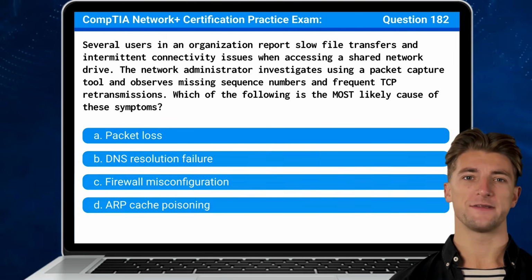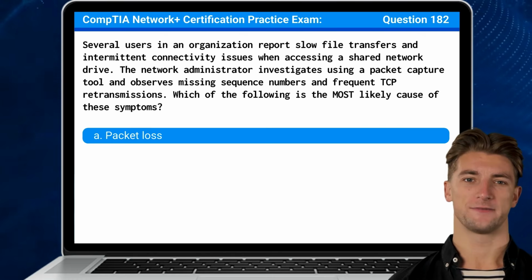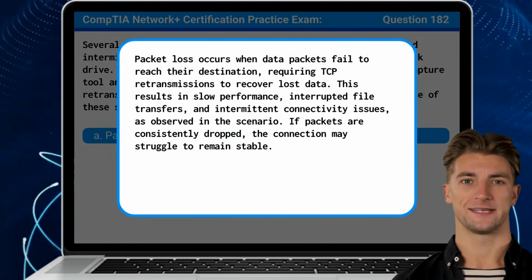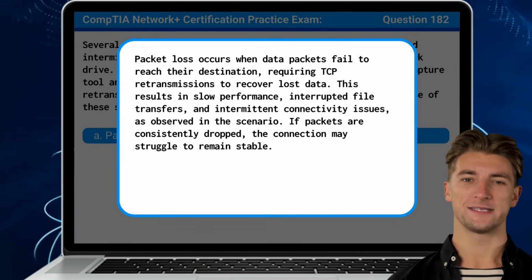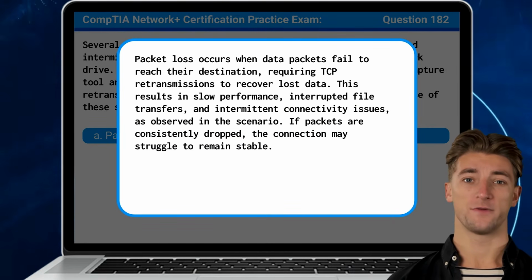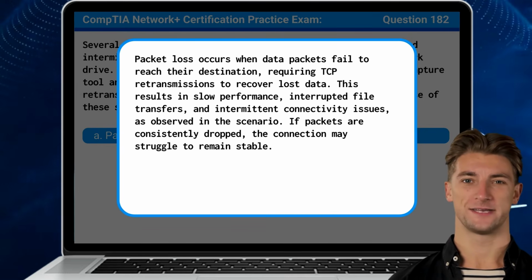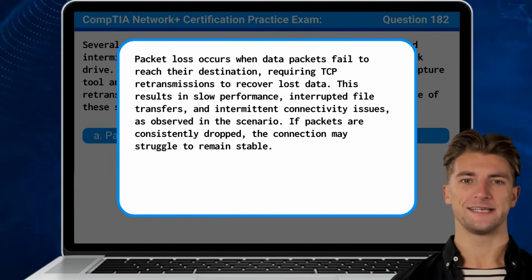The answer is A. Packet loss. Packet loss occurs when data packets fail to reach their destination, requiring TCP retransmissions to recover lost data. This results in slow performance, interrupted file transfers, and intermittent connectivity issues, as observed in the scenario. If packets are consistently dropped, the connection may struggle to remain stable.